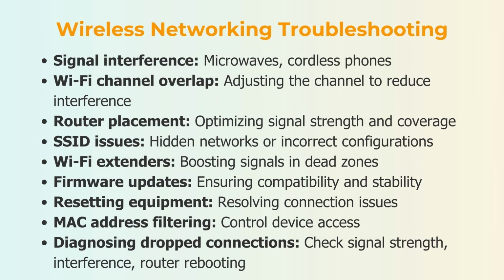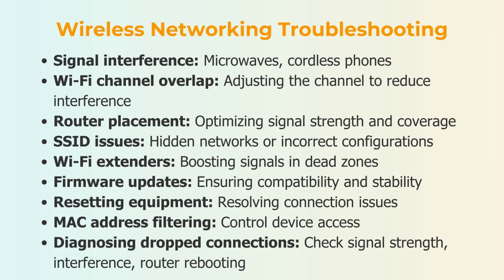Wireless networks are convenient, but they can also be prone to problems. One common issue is signal interference from household devices like microwaves or cordless phones. Adjusting the Wi-Fi channel can help reduce interference, while router placement is critical for optimizing signal strength and coverage.